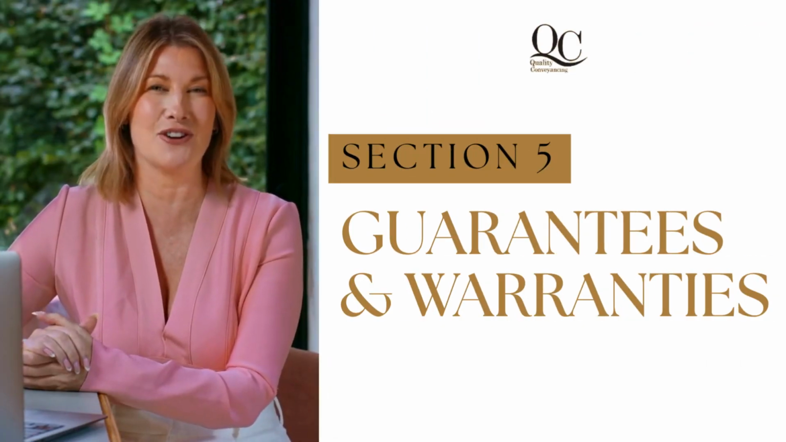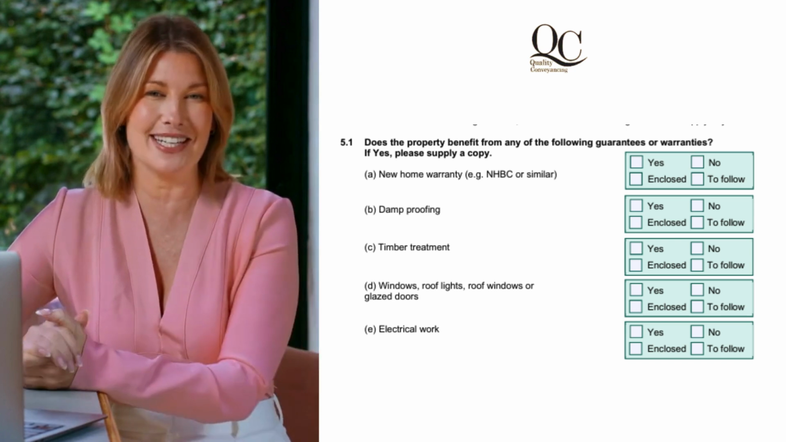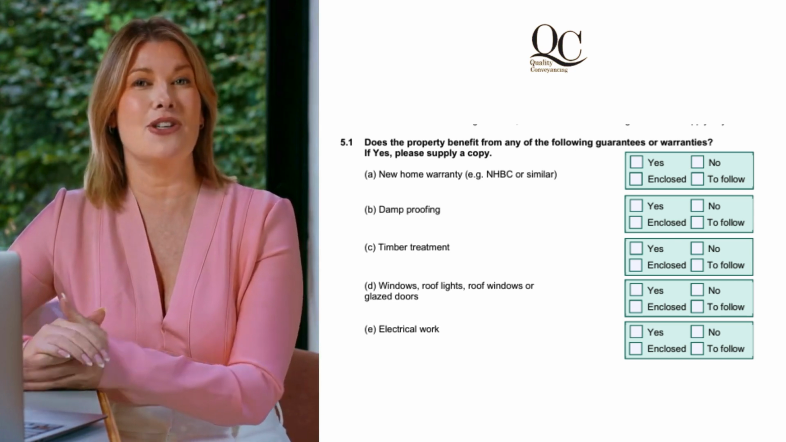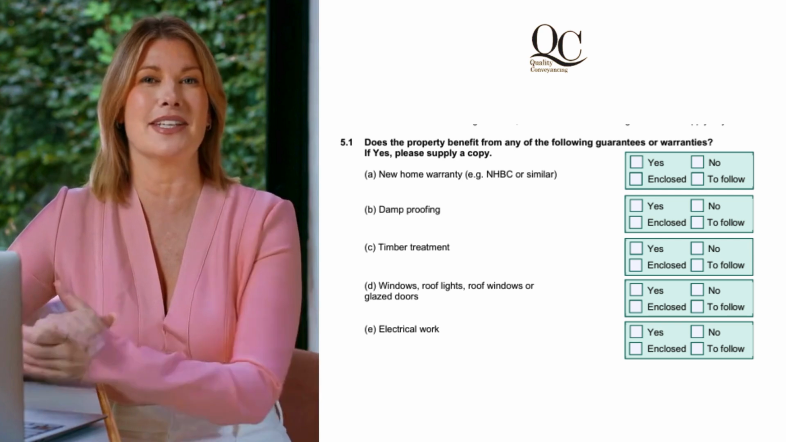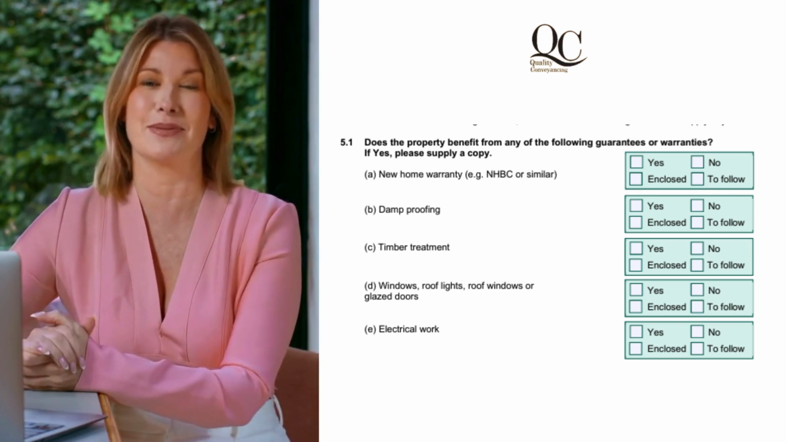Section 5 covers guarantees and warranties. This is where you'll list any guarantees or warranties that apply to the property. For example, damp proofing, windows, roofing, electrical work, or the heating system. If you have copies of any of these, you can attach them here.